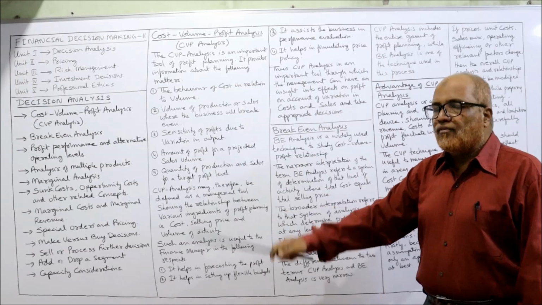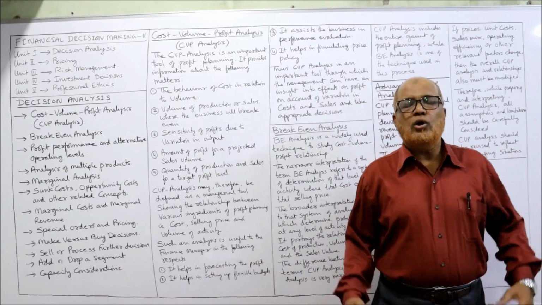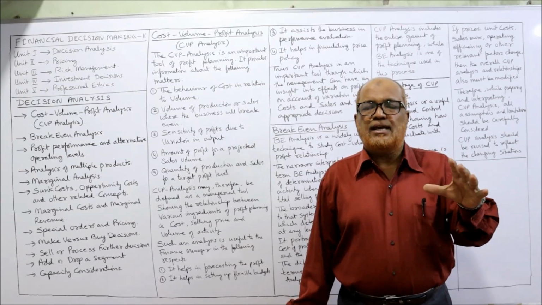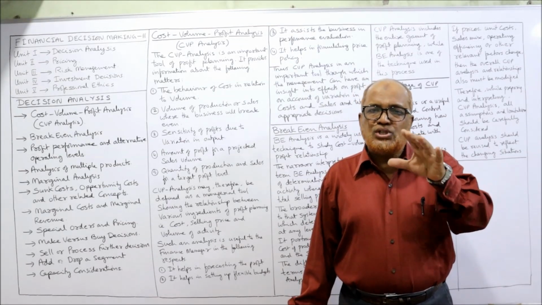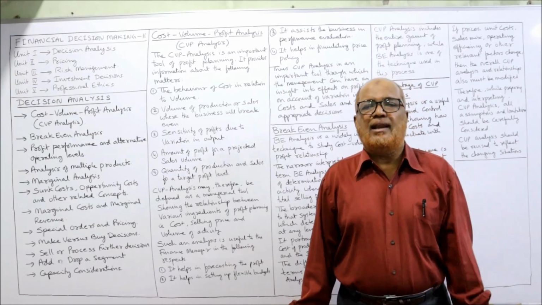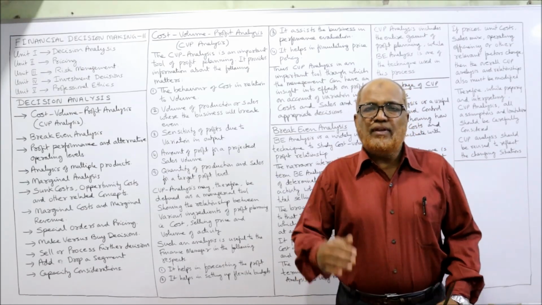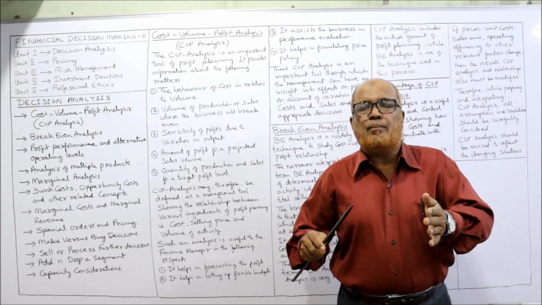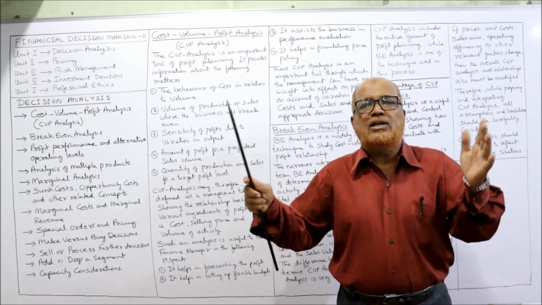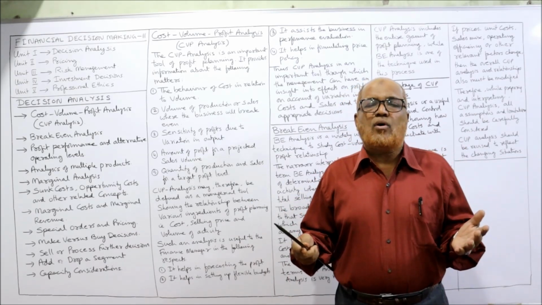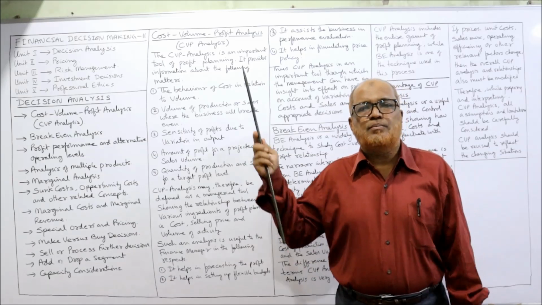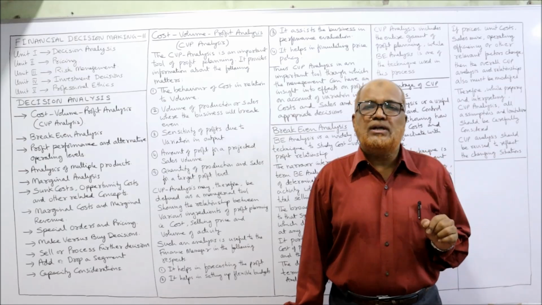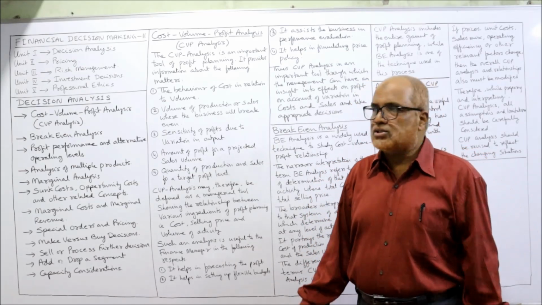First, the behavior of cost in relation to volume. Volume means output. All the costs are not the same. The behavior of cost changes with the change in the level of activity. When the output increases, some cost will remain the same, some cost will partly change, some cost will fully change. So the behavior of cost we can understand by applying CVP analysis. And the behavior of cost is necessary to take decisions regarding controlling the cost.